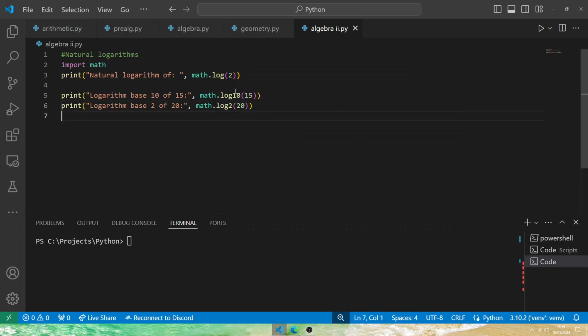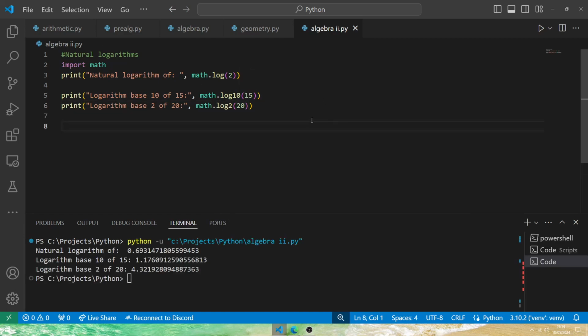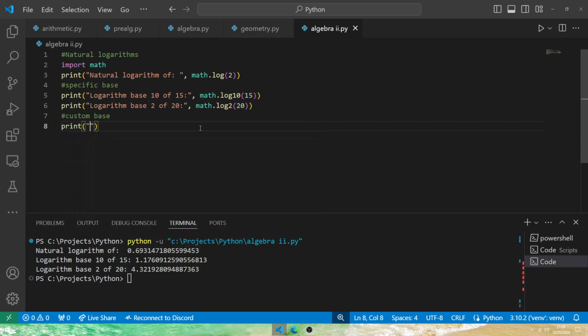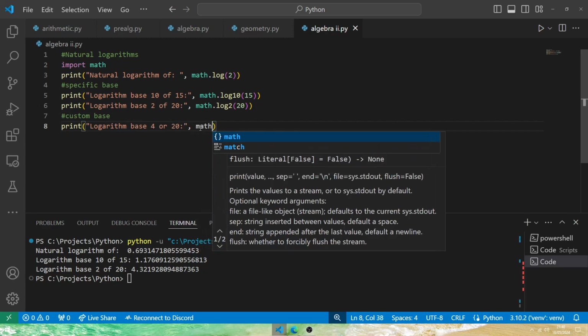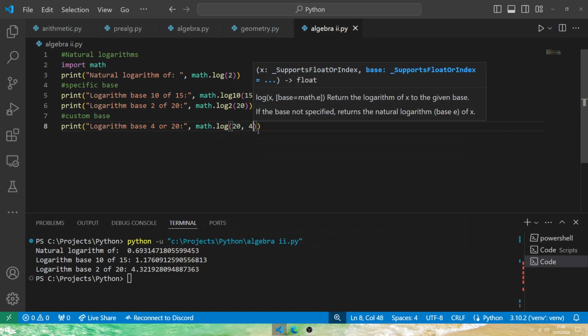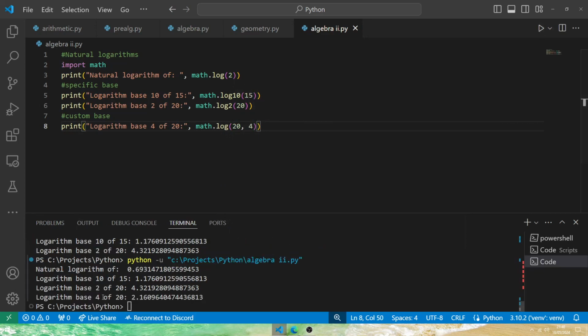in there. And lastly, to calculate a logarithm with a custom base, you can use this formula. You could print logarithm base 4 of 20, and we just pass into the math function log 20 comma 4. And here's the logarithm base 4 of 20. It's 2.16 and all these other numbers.